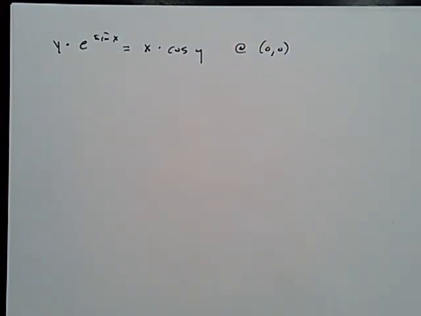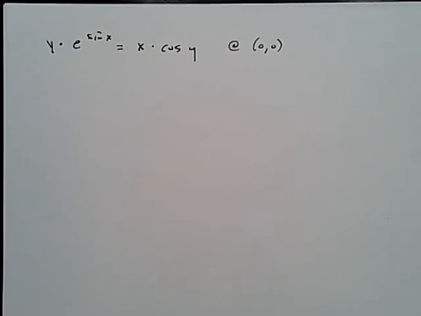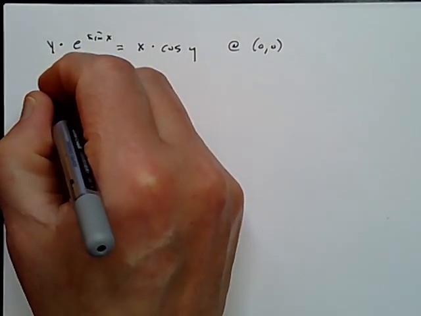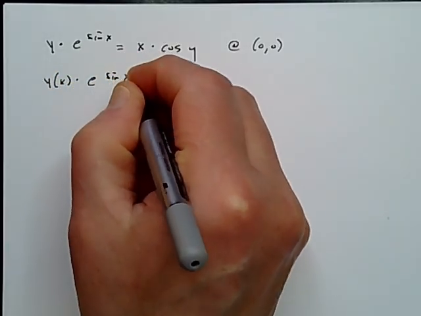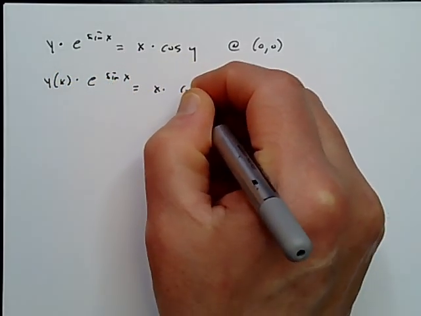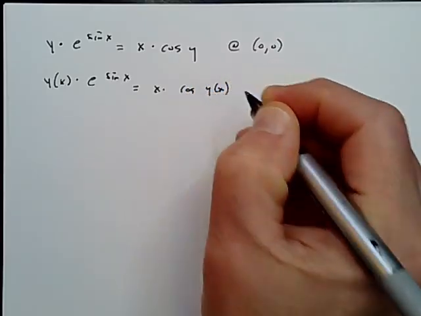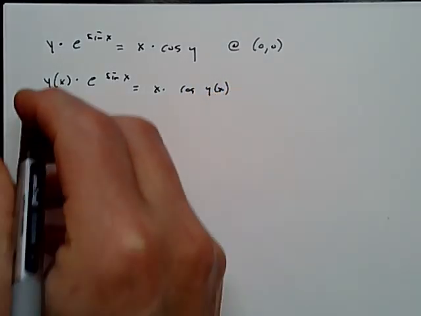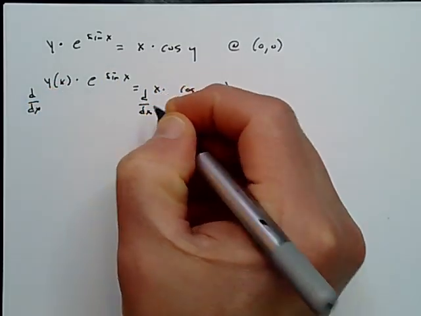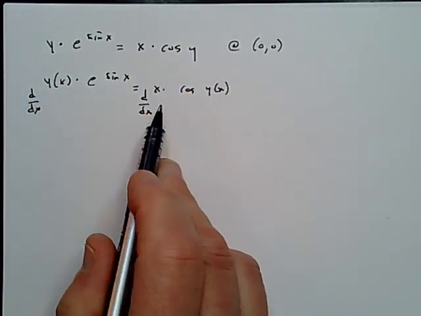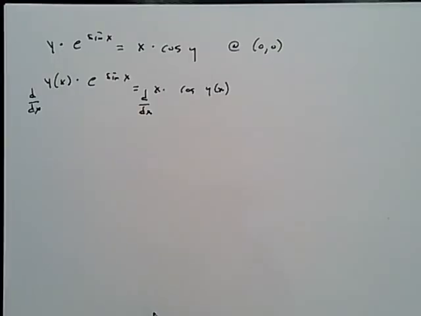Okay. So of course I have to think of y as a function of x and then take the derivative. So I'm writing y of x times e to the sine of x equals x times cosine of y of x. And I take the derivative of both sides with respect to x. And I see there's a product rule there, another product rule there. I mean, I'm off and running here.